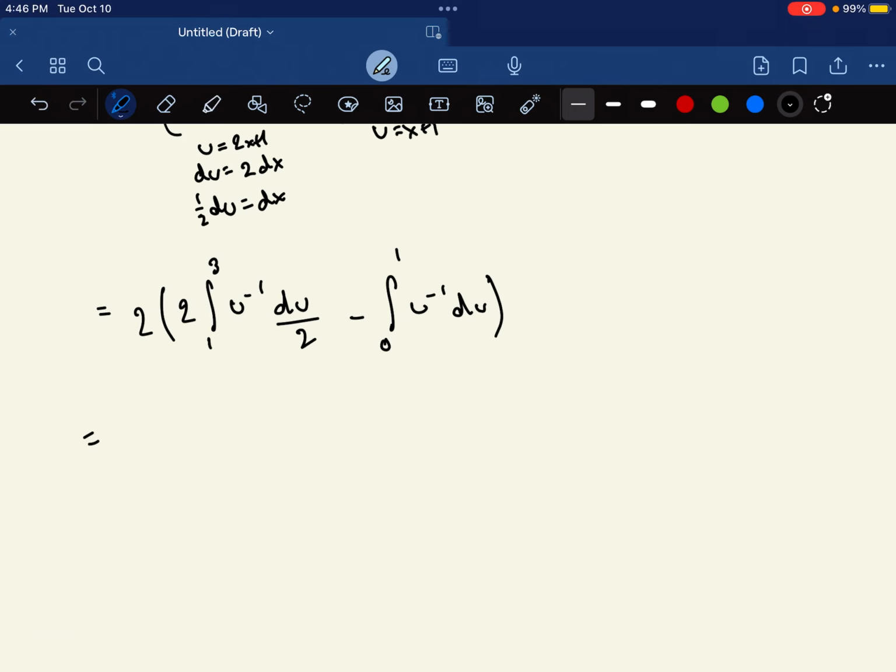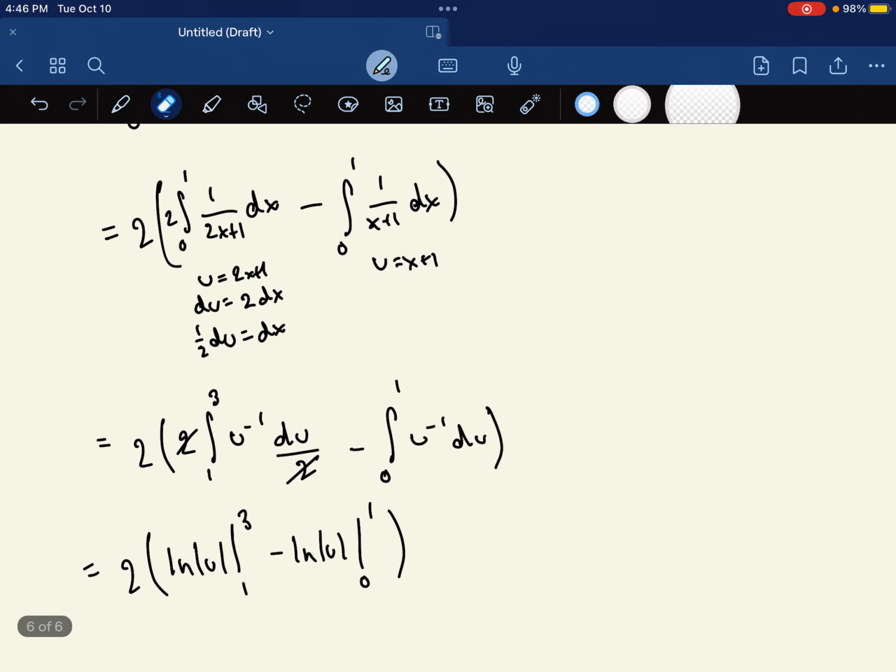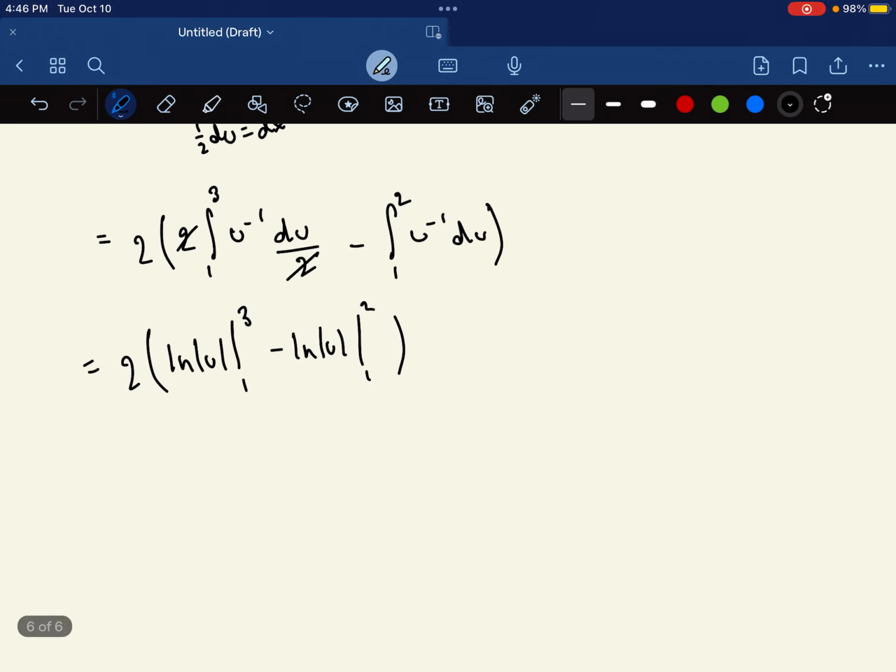And this is equal to 2, let's see, ln of absolute value of u, because these two cancel out, evaluated from 1 to 3, minus the ln of absolute value of u evaluated from 0 to 1. Oh, my bad. That is not 0 and 1. Plug in a 0 there, we get 1, plug in a 1, we get 2. So 1 to 2.